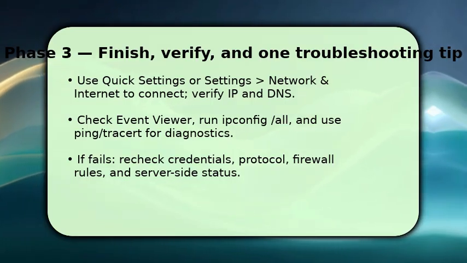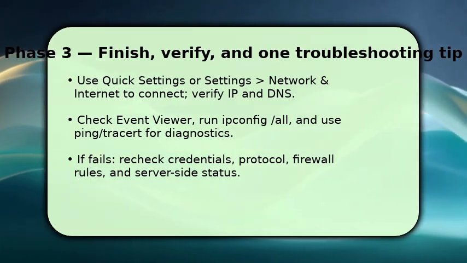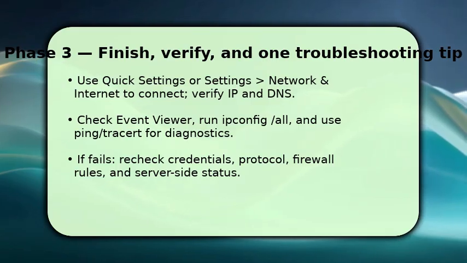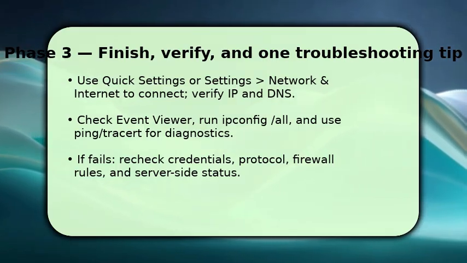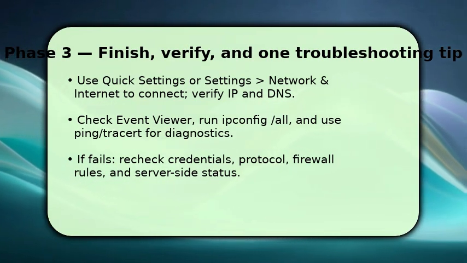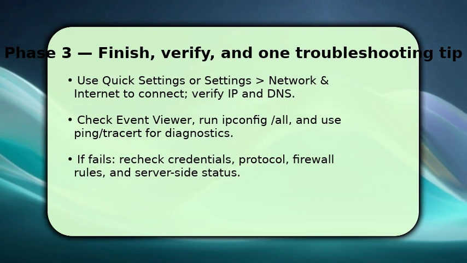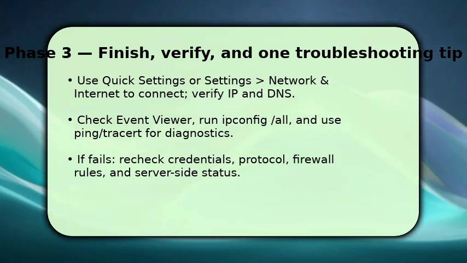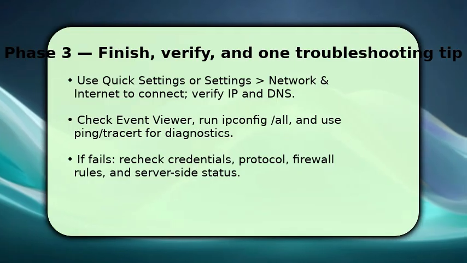If something fails, run ipconfig /all, ping the VPN server, and use Tracert to find path issues. Check Event Viewer for authentication errors. Reconfirm credentials, protocol type, and firewall or router rules. Often the problem is a mismatched protocol or blocked port, then retry the connection.